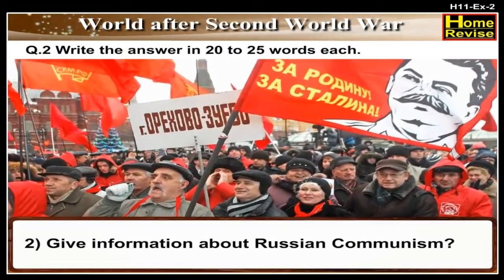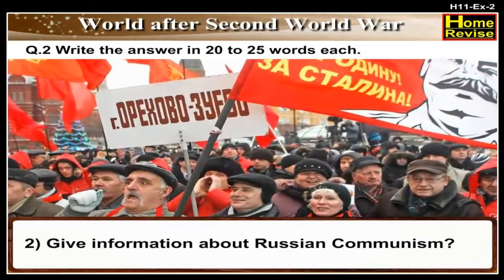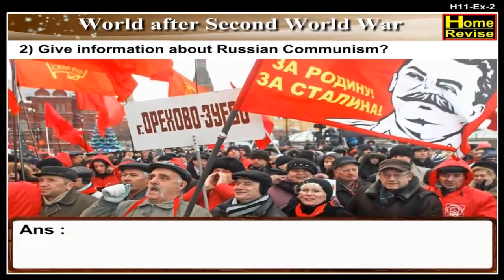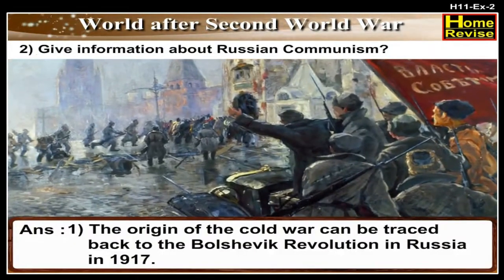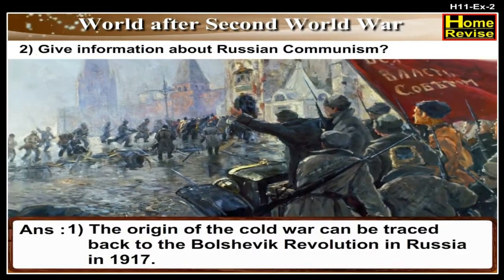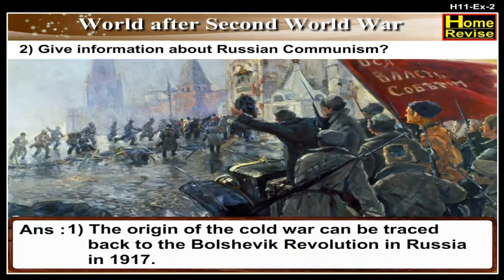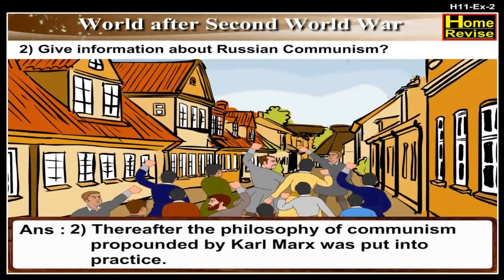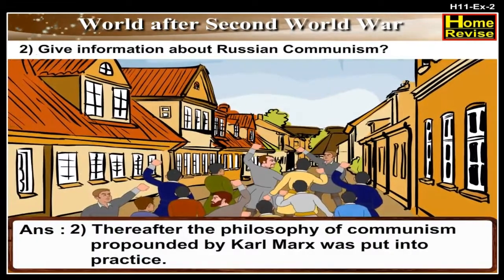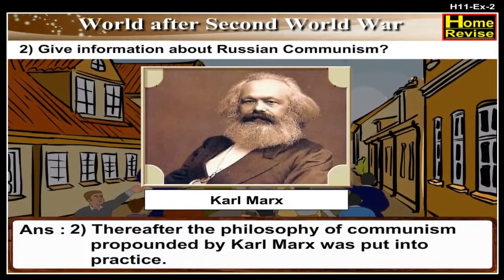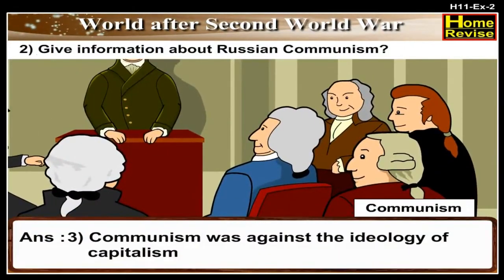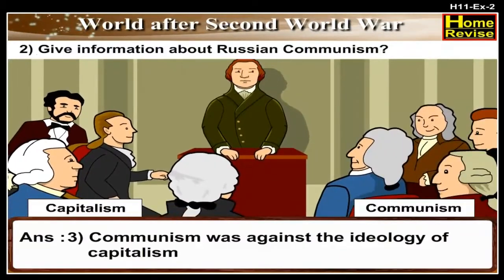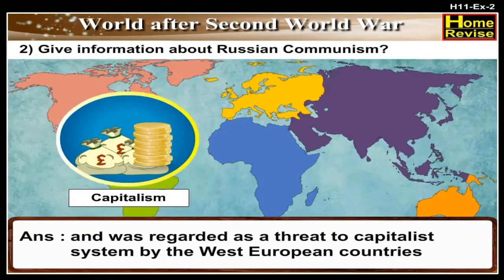Number 2. Give information about Russian communism. Answer. Number 1. The origin of the Cold War can be traced back to the Bolshevik Revolution in Russia in 1917. Number 2. Thereafter, the philosophy of communism propounded by Karl Marx was put into practice. Number 3. Communism was against the ideology of capitalism and was regarded as a threat to capitalist system by the West European countries.